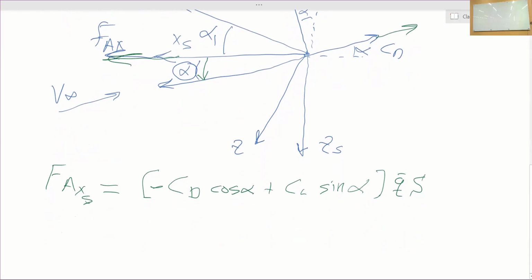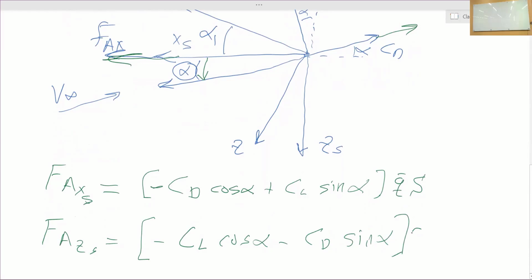The same story goes for the Z direction. We're going to have mostly lift when alpha is small. But we get a little component of the drag as well, because this drag vector over here has a small vertical component in the stability axis system. There's no way around this because we have to get the components of all the forces in the correct directions.